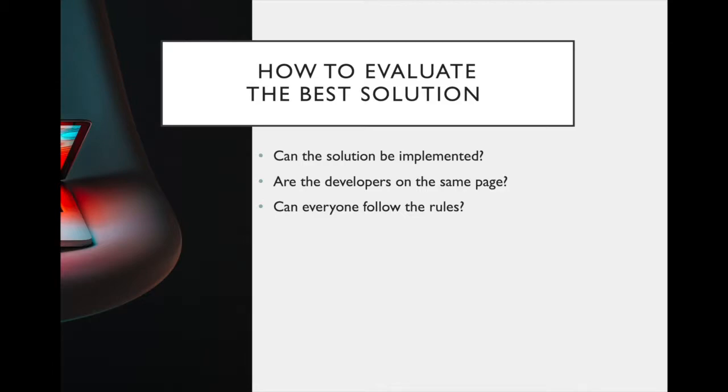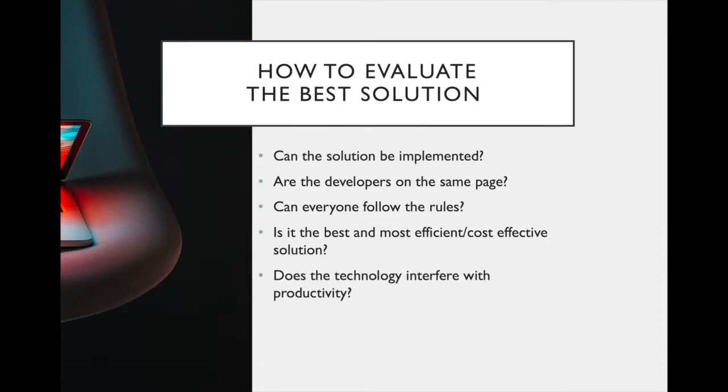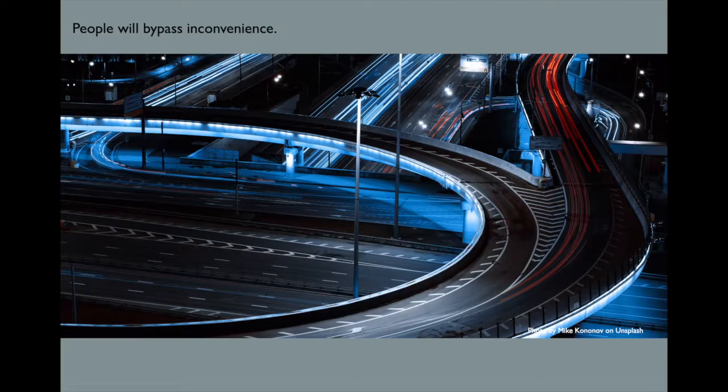One needs to look at what your challenges are and whether what you're choosing is the best and most efficient or cost-effective solution. You need to evaluate technologies to determine whether or not they interfere with productivity. And if systems are too complicated, people will try to find ways to bypass them. And by bypassing these systems, you can actually make your network less secure.